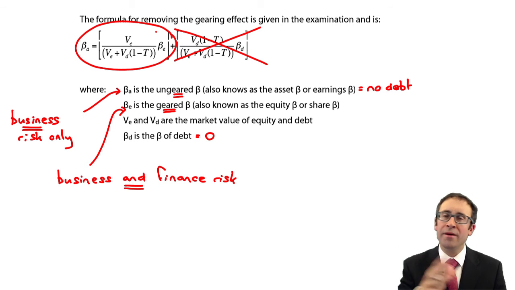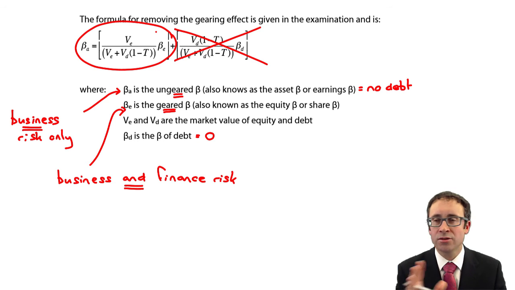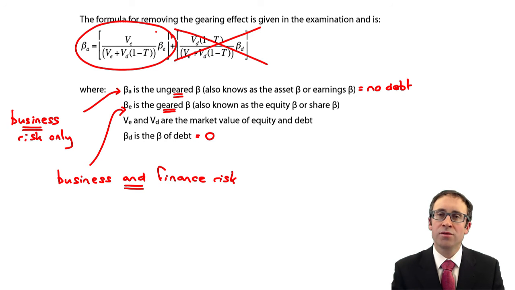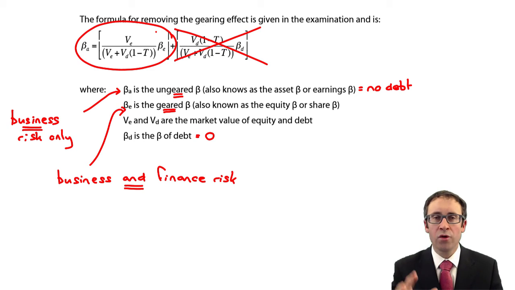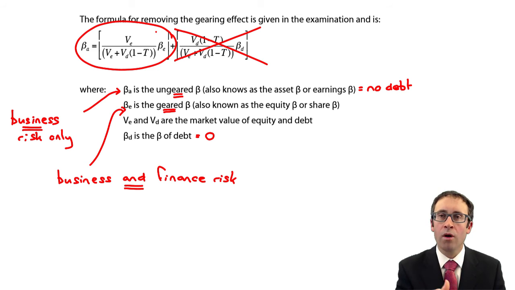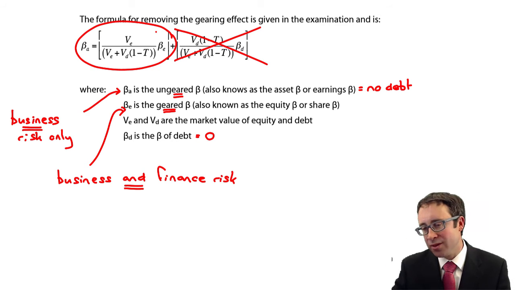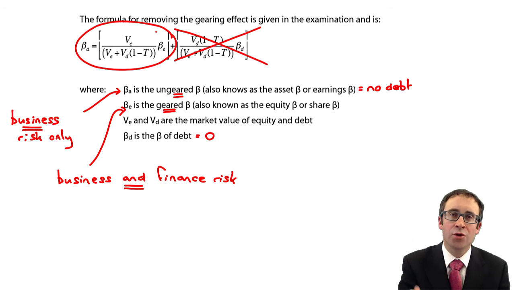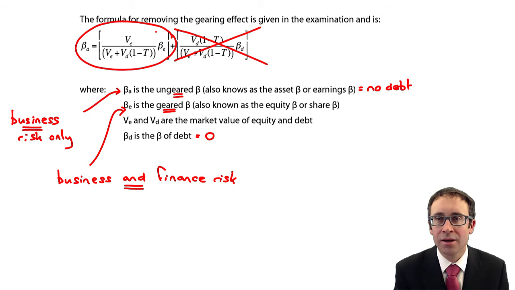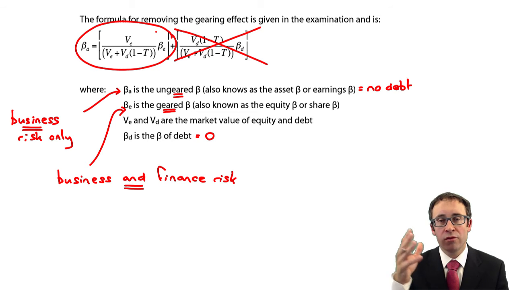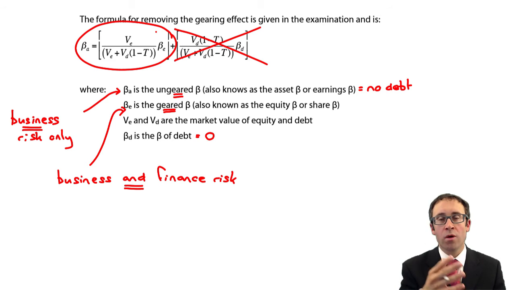Don't worry about this process of de-gearing, re-gearing, etc. That's me going a little bit too far, but trying to give you a bigger overall picture of why we're doing what we're doing and why we're using this formula, because we'll be given different betas in questions and we'll have to do something to them to get the correct beta. But for now, make sure you've got the formula there. Make sure you know what the two different betas represent.